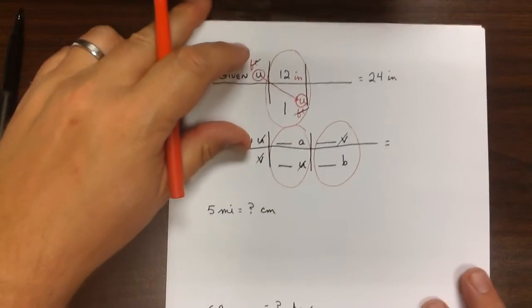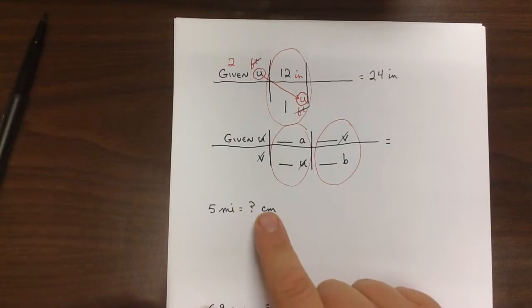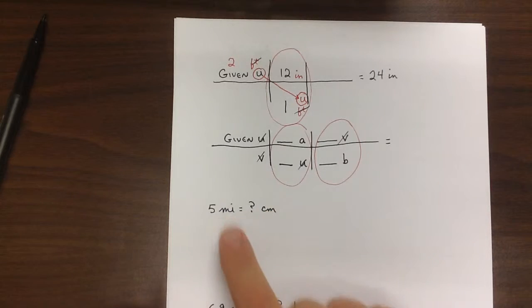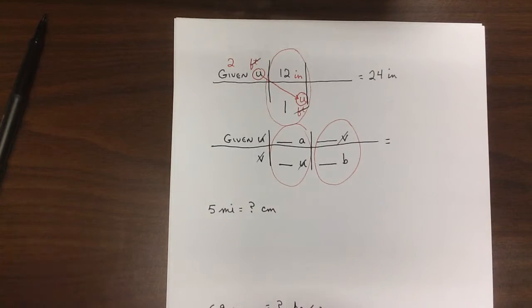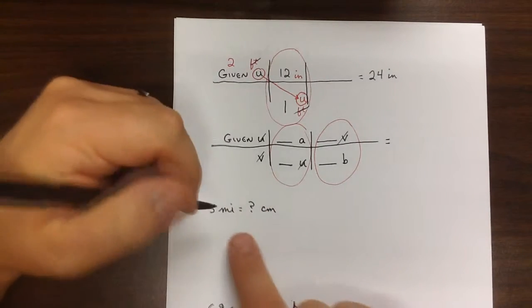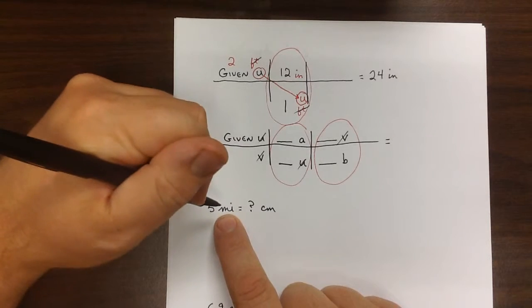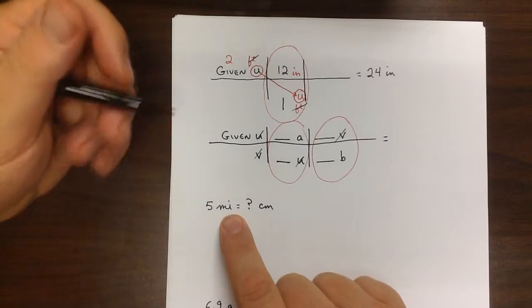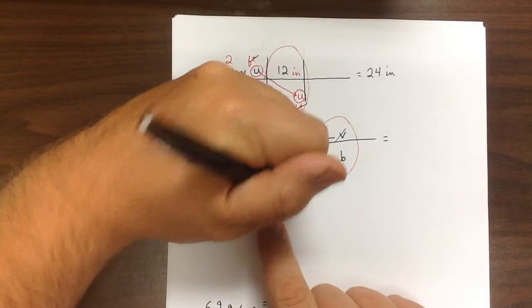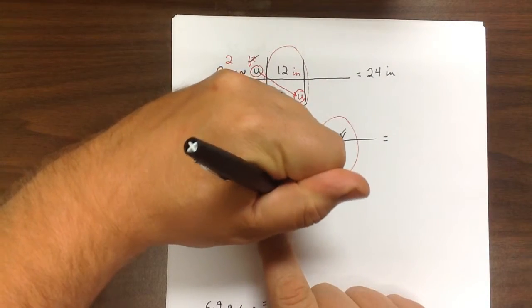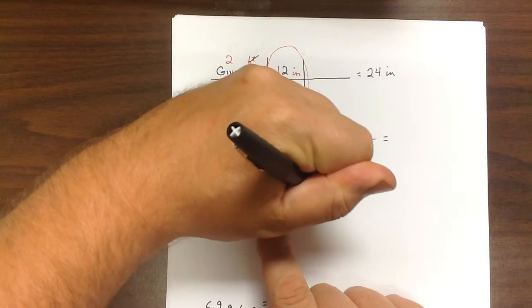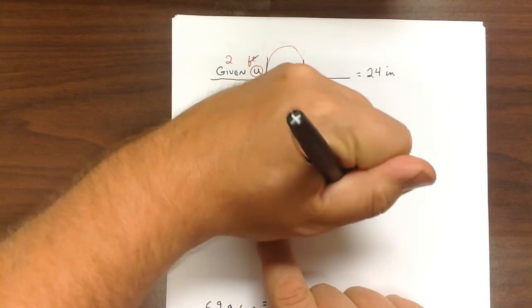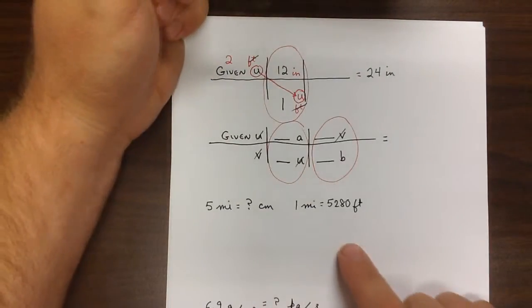So now let's do a few problems. We have 5 miles equals how many centimeters? Now, I don't think you're going to find a conversion from miles directly to centimeters. But that's okay. I'm going to use the conversions that I know off the top of my head. And the conversions I know are that 1 mile equals 5,280 feet. That's a conversion factor I know in my head.